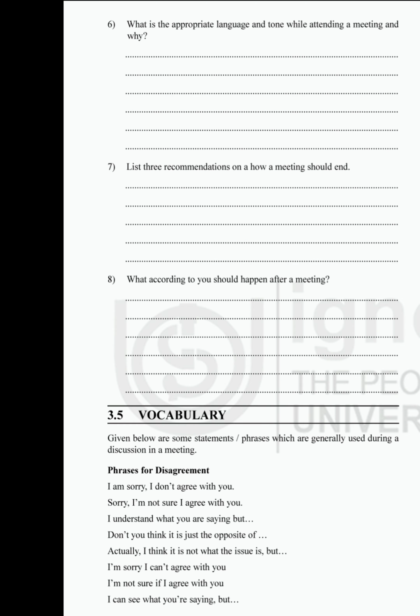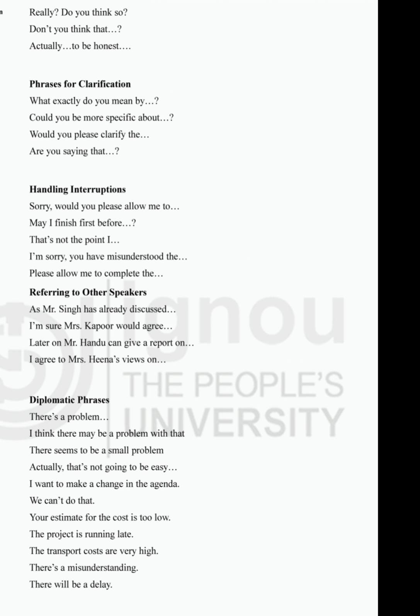Phrases for disagreement. I am sorry, I don't agree with you. Sorry, I am not sure I agree with you. I understand what you are saying, but don't you think it is just the opposite of? Actually, I think it is not what the issue is, but I'm sorry I can't agree with you. I'm not sure if I agree with you. I can see what you are saying, but really, do you think so? Don't you think that? Actually, to be honest.